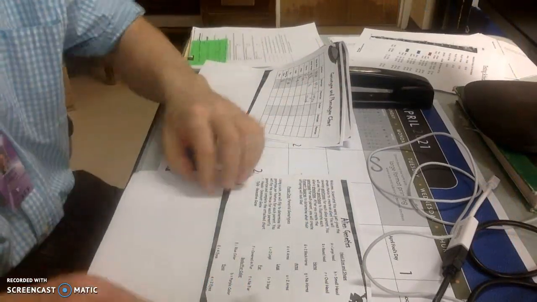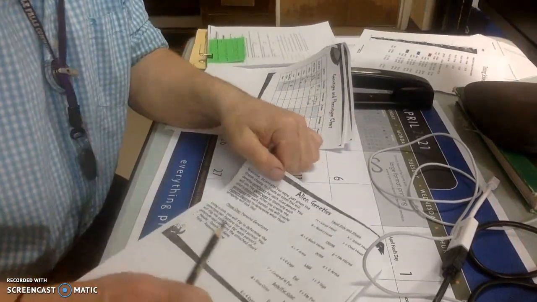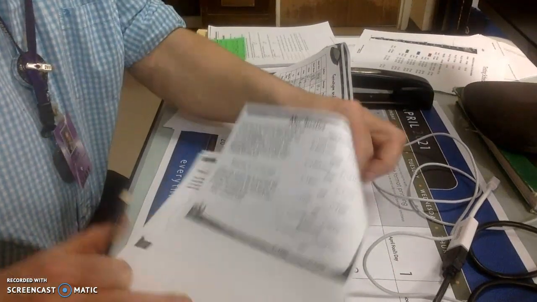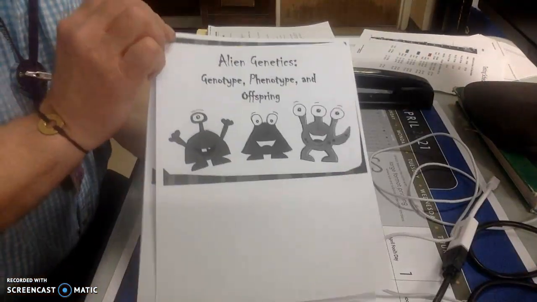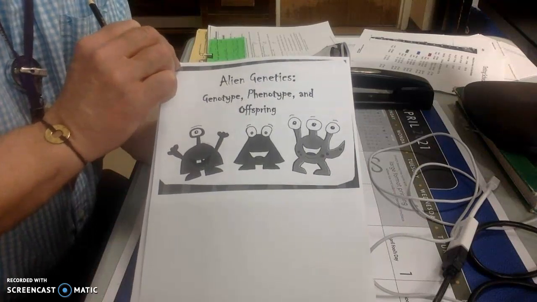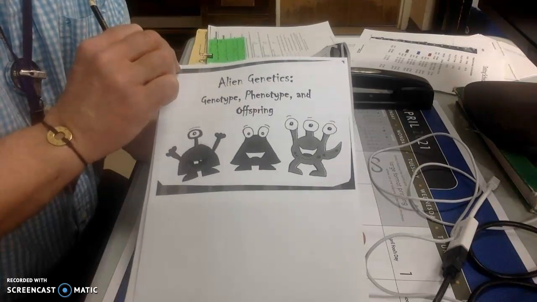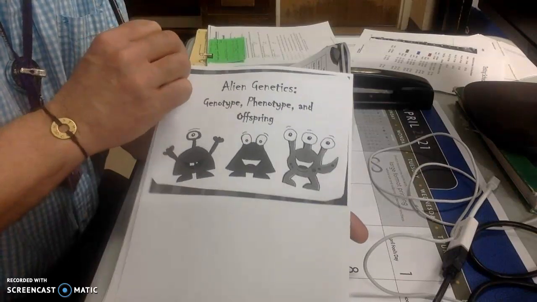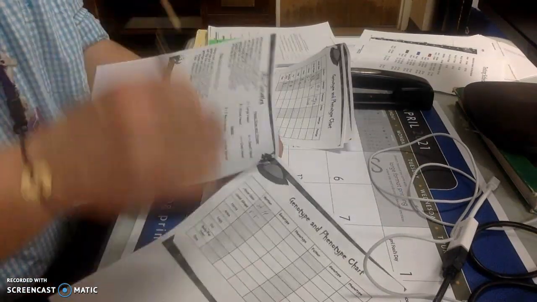Here's an assignment that will be on Google Classroom. So if you see here, this is called Alien Genetics, Genotype, Phenotype, and Offspring. Okay, so I'm going to show you how this is done and then you can do it at home. So here's how it works.